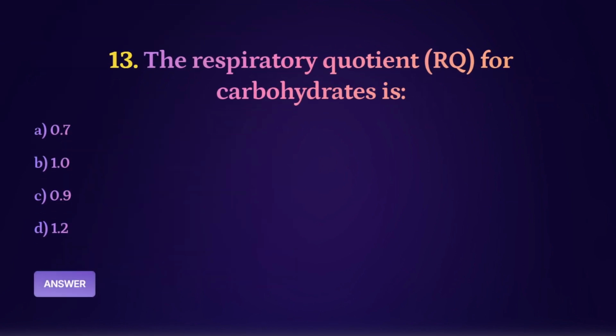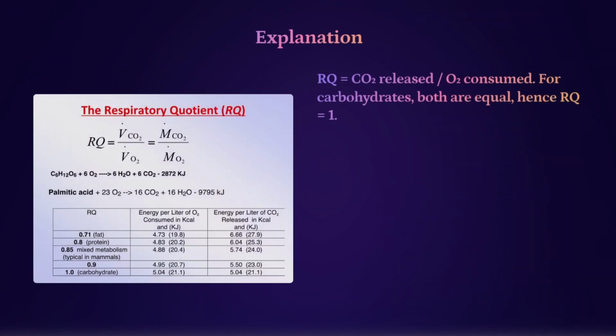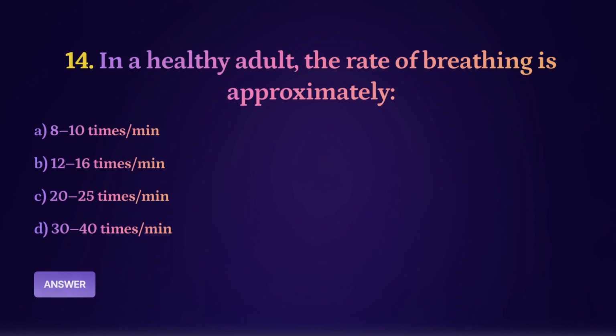Question number 13. The respiratory quotient, RQ, for carbohydrates is. Options are A. 0.7, option B. 1, option C. 0.9, or option D. 1.2. The respiratory quotient for carbohydrates is 1. RQ, or respiratory quotient, is calculated as carbon dioxide released upon oxygen consumed. So for carbohydrates both are equal, hence respiratory quotient is equal to 1.